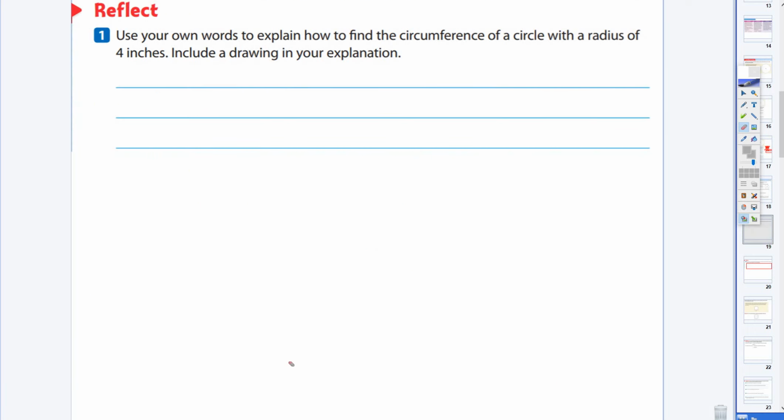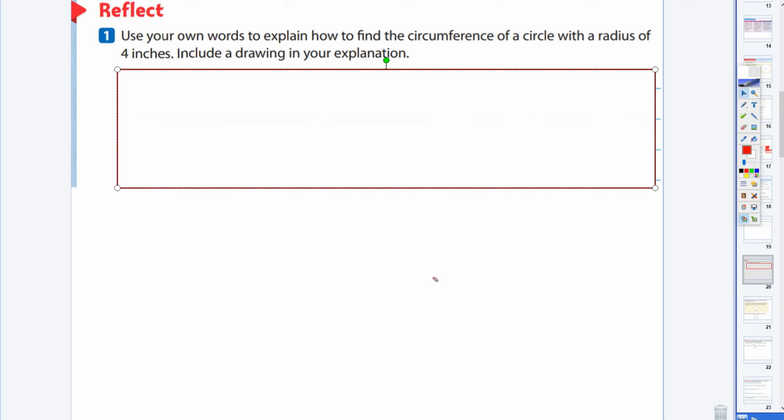Now let's see if you can reflect on what you just learned. Use your own words to explain how to find the circumference of a circle with a radius of 4 inches. Include a drawing in your explanation. So please do that. I would pause this video, solve it, and then again we will give you the answer. Well, hopefully you did this.